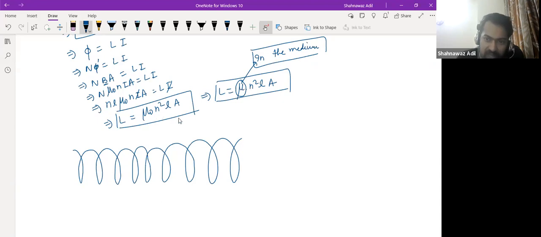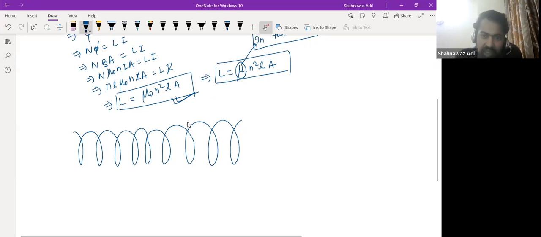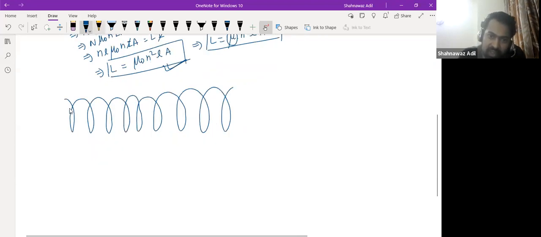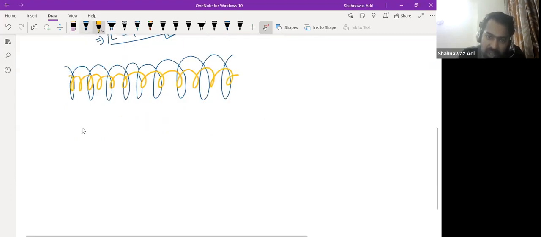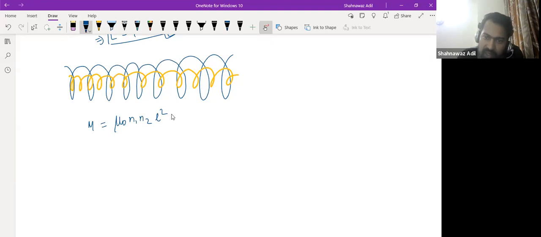I derived this thing, but this derivation was not important. So similarly, I will not write the derivation for this, and I will only directly write the mutual inductance. So mutual inductance is how much? Mutual inductance is mu naught N1 N2 L square, and E. So this is the mutual inductance.